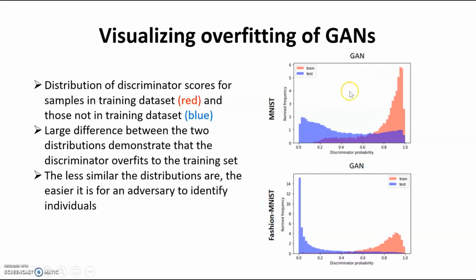And as you can see, there is quite a large discrepancy between the red and the blue distributions. And this is even larger in Fashion MNIST compared to MNIST, since Fashion MNIST is a more complicated dataset. And as one might imagine, since there is such a large discrepancy between these two distributions, an adversary that relies on this difference would be quite powerful.